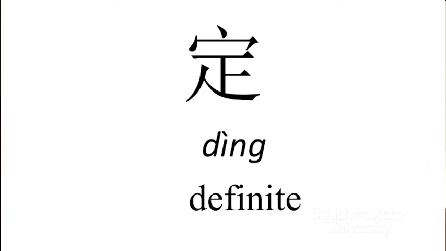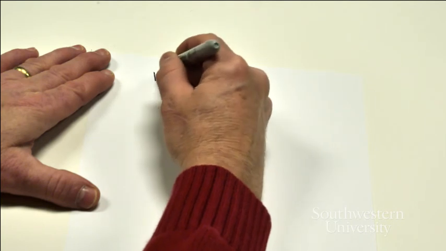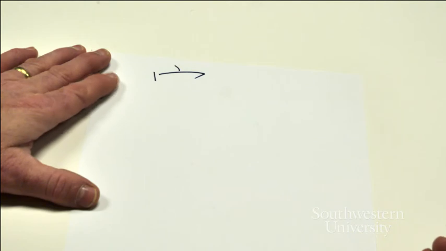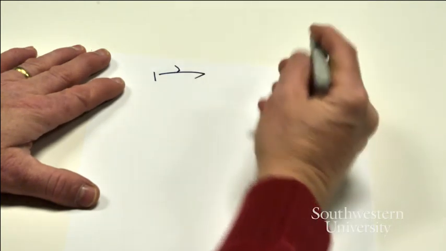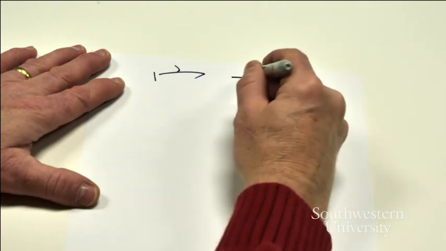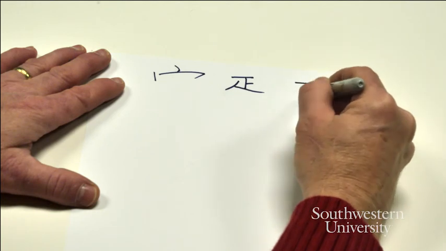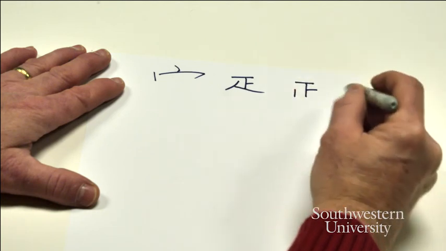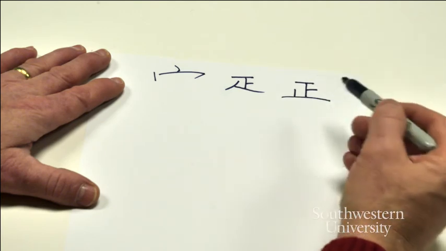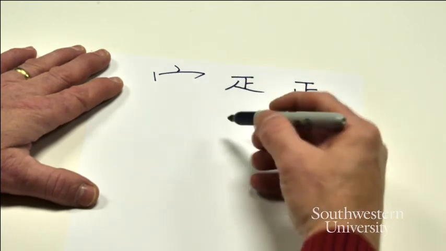Ding: definite, exact, defined, well stipulated, something to that effect. We have a roof here, and then underneath the roof there is this thing, which is sort of an extension or fancy depiction of zheng, to make things right, precise, exact. So it's a good depiction of what it means.